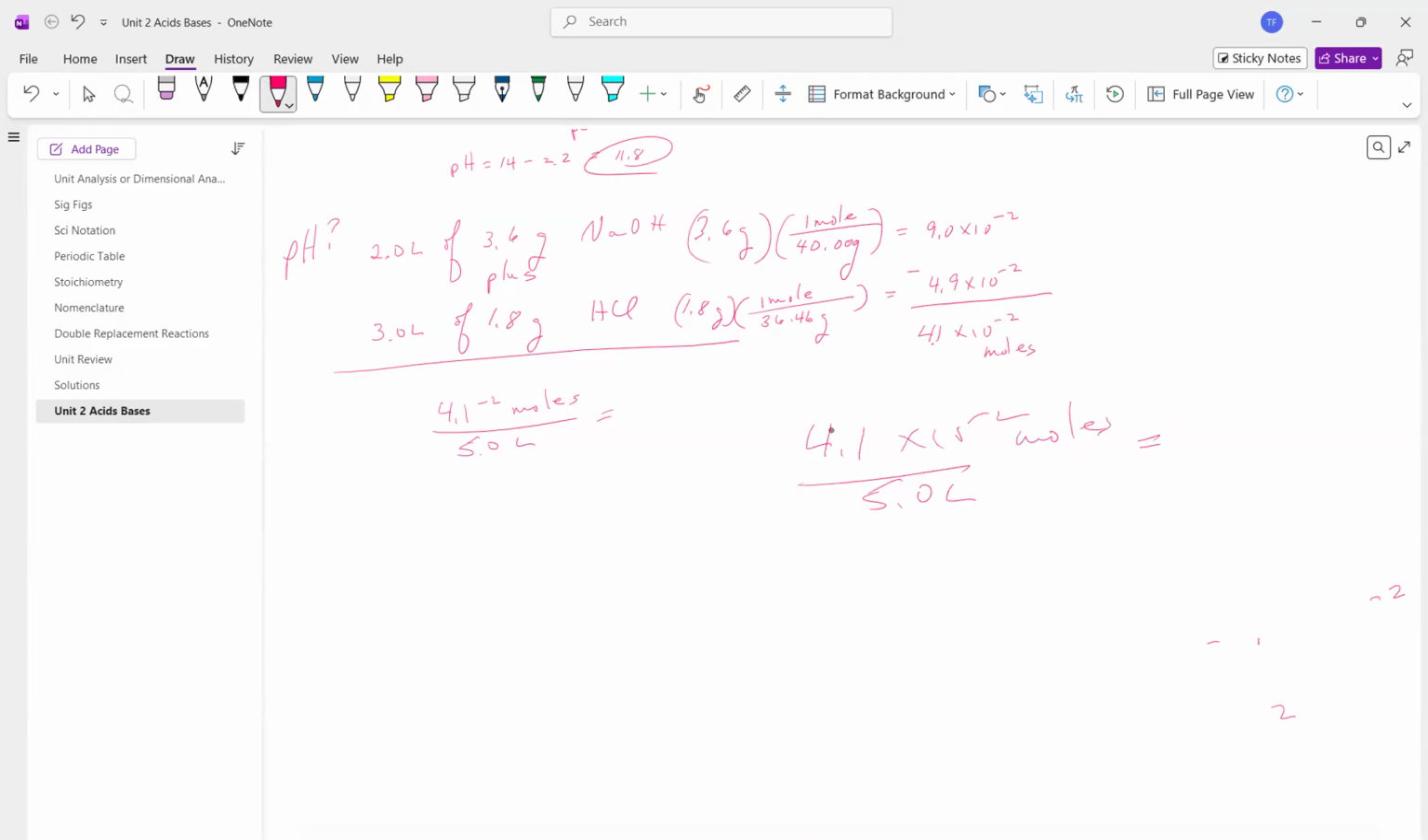Now, is it 5.4? Because I added the waters together. 5.0. Okay, so that is 8.2 times 10 to the minus 3 moles per liter. Now we're going to take the negative log of 8.2.